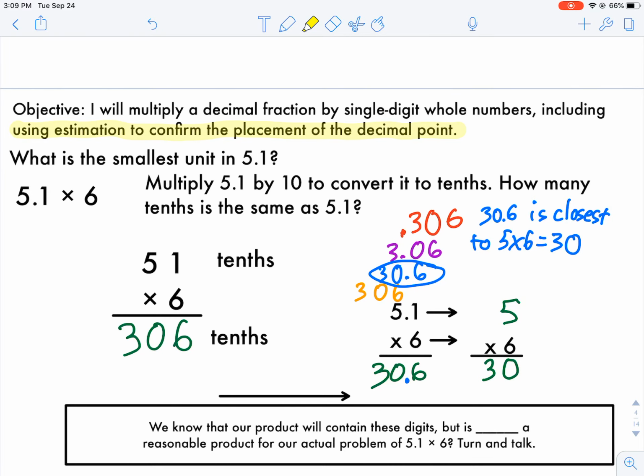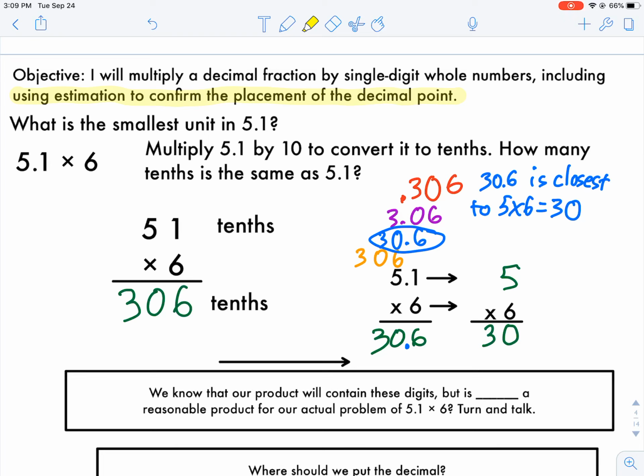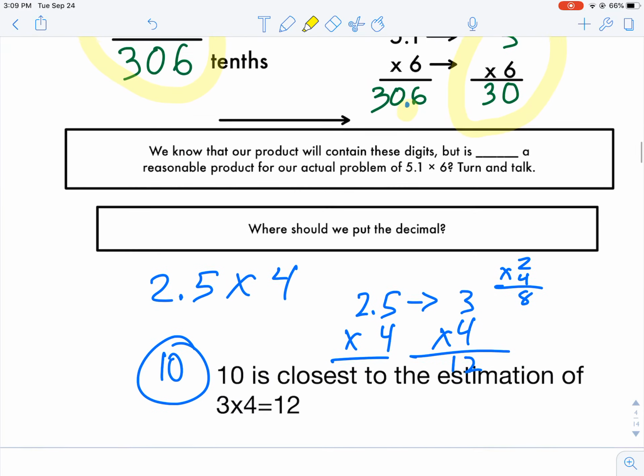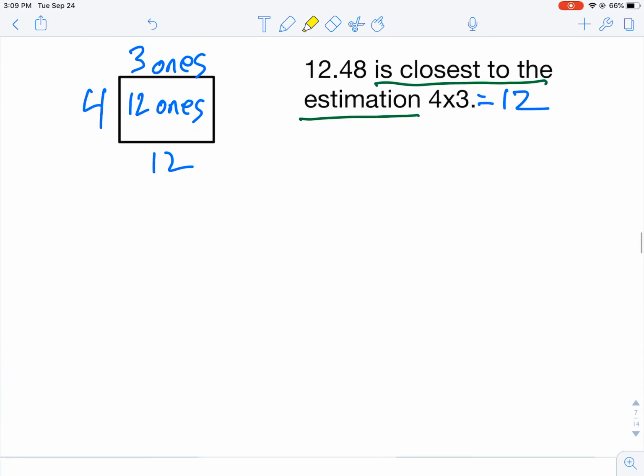Okay? So as you can see in this example, it's already been done. If we do the multiplication of just the terms, 51 times 6, we'll get 306. But by estimating, we know that with those digits we can put the decimal between the 0 and the 6. So let me go through a problem.